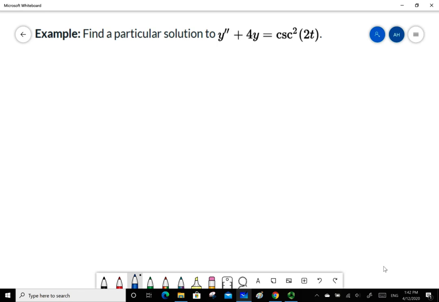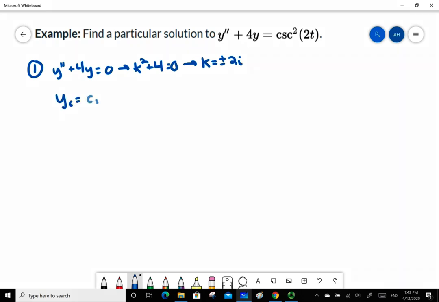Find a particular solution to y'' + 4y = csc²(2t). We need the complementary solution yc to construct our substitution. The characteristic equation for y'' + 4y = 0 is k² + 4 = 0, which has roots k = ±2i. So the complementary solution is c1 sin(2t) + c2 cos(2t).